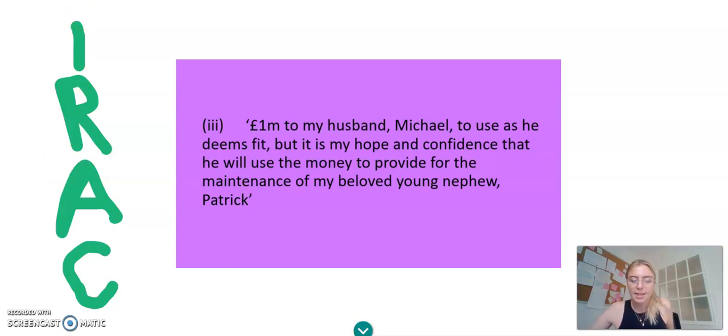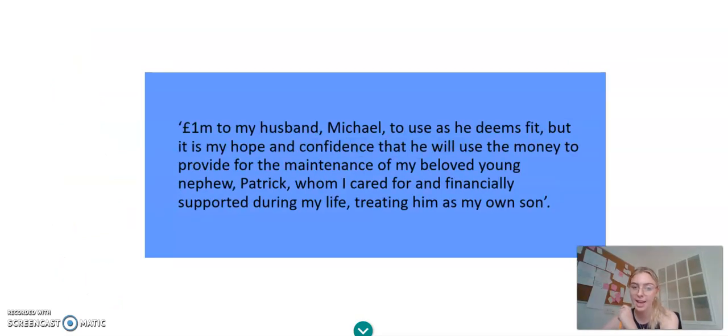Now, let's analyse this. Here we have hope and confidence, and these are precatory words, which means that it's not enough to establish that certainty of intention. And you're going to analyse those words. You can say the language used by so-and-so in their provision is the reason the trust fails, because it wasn't enough to establish that certainty of intention. And that's when you put in your conclusion: overall, the certainty of intention is not established, and therefore the trust will fail.